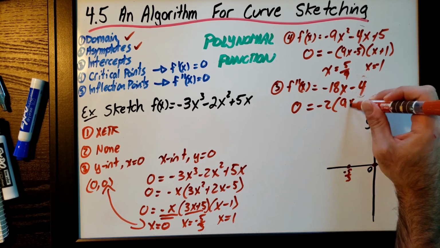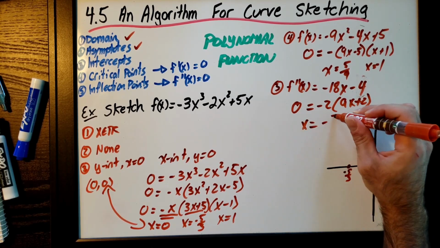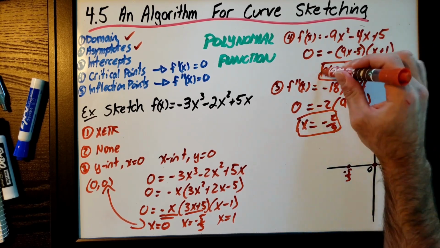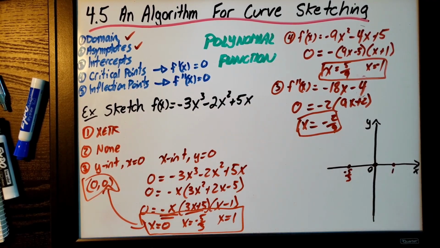And this is 9x plus 2. Okay, so my answer here is just x equals negative 2 over 9. I like this point. I like these guys. I like these guys. And this guy. Okay, all these points are very important.